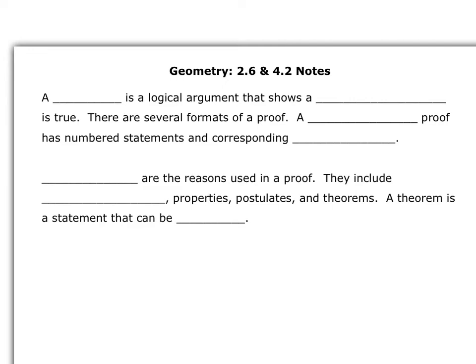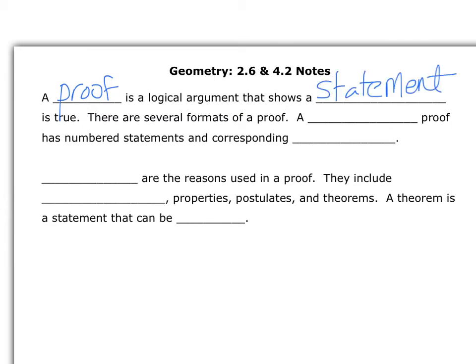In this video, we're going to talk about proofs and review what we have talked about in the past with theorems and two-column proofs, but also add in some properties about congruent triangles and how we know that triangles are congruent. So first off, we know that a proof is a logical argument that shows a statement is true.